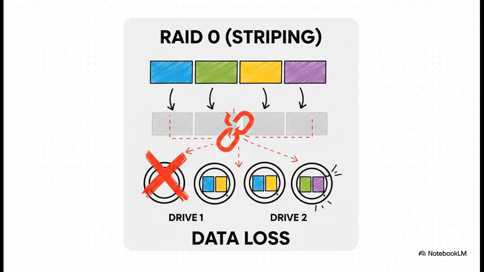First up, you have RAID 0, which is also called striping. The idea here is to split your data and write it across two or more drives at the same time for a massive speed boost. But the trade-off is huge. There is zero redundancy. Zip. Nada. If one of those drives fails, you lose everything on all the drives. It's like a multi-lane highway. It's fast, but one crash on any lane shuts the whole thing down.